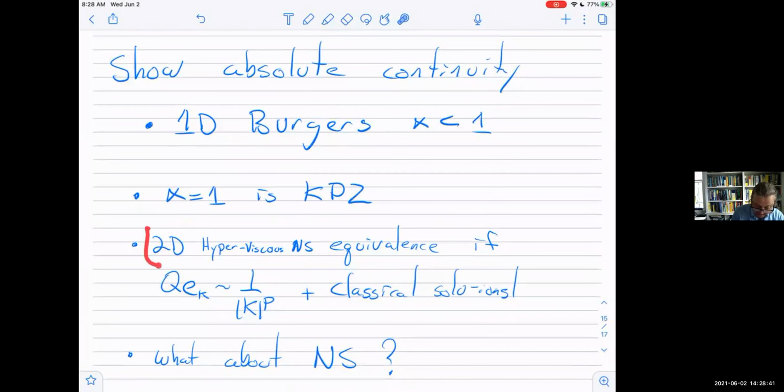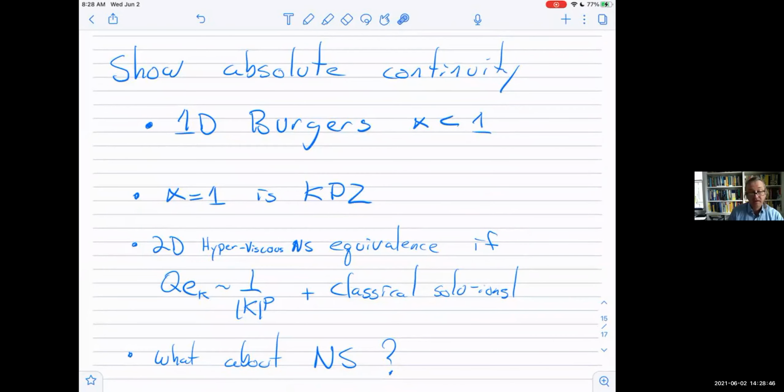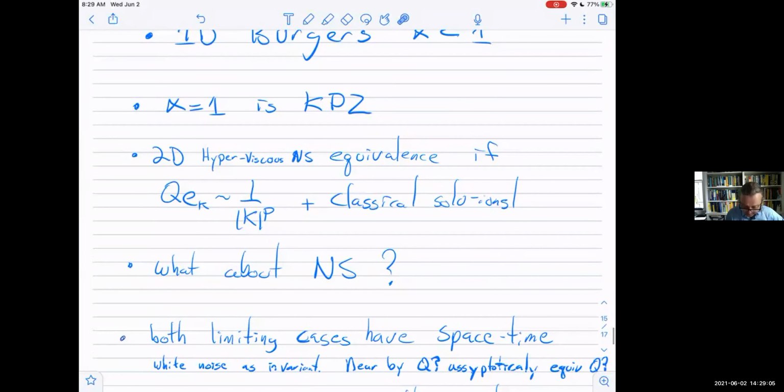Similarly, if we add a little bit of extra smoothing to the Navier-Stokes equation, if we make it hyperviscous, then with any kind of algebraic decay, and if you have classical solutions, these methods also apply and give you absolute continuity, actually equivalence because you have global solutions, with respect to the Gaussian measure. But what about the Navier-Stokes equation? It's again the endpoint. And tantalizingly, both of these equations at the endpoint, because they're critically scaled, are the cases that have space-time white noise invariant.